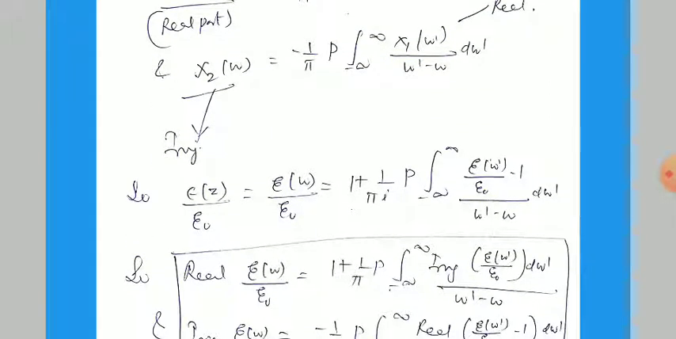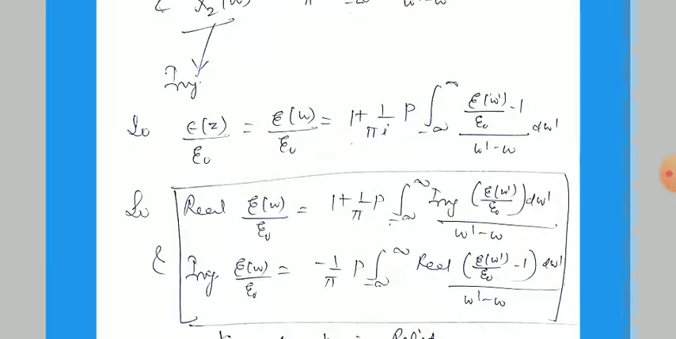Now we can write again ε(ω)/ε0 = 1 + (iπ) P ∫ from −∞ to +∞ of [ε(ω′)/ε0 − 1] dω′ / (ω′ − ω). The real part of this one is like this: ε(ω)/ε0 = 1 + (1/π) P ∫ from −∞ to +∞ of imaginary ε(ω′)/ε0 dω′ / (ω′ − ω).